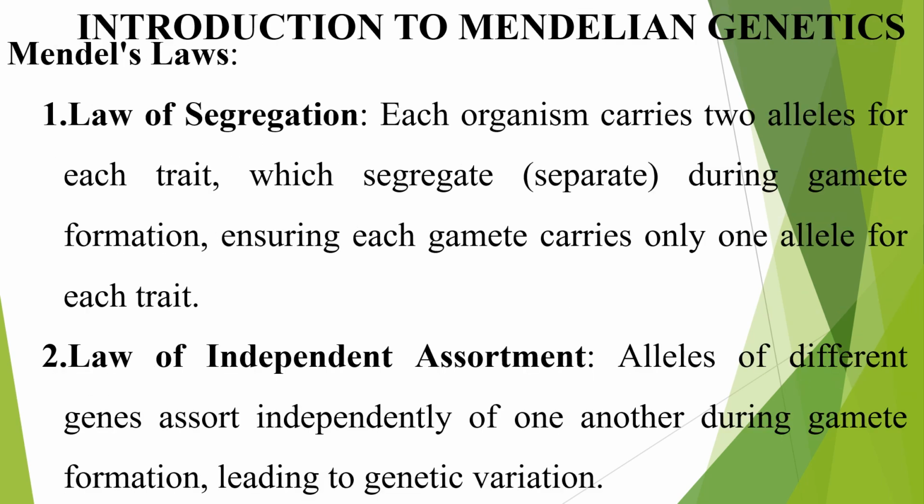Mendel's laws. 1. Law of segregation. Each organism carries two alleles for each trait, which segregate during gamete formation, ensuring each gamete carries only one allele for each trait. 2. Law of independent assortment. Alleles of different genes assort independently of one another during gamete formation, leading to genetic variation.